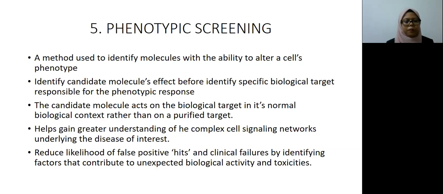This approach also increases the understanding of the cell signaling networks involved in the disease process, and it can decrease the amount of clinical failures by identifying the factors that contribute to unexpected activity, toxicity, and lack of efficacy. So those are several strategies that can be used for the discovery of drugs for COVID-19.